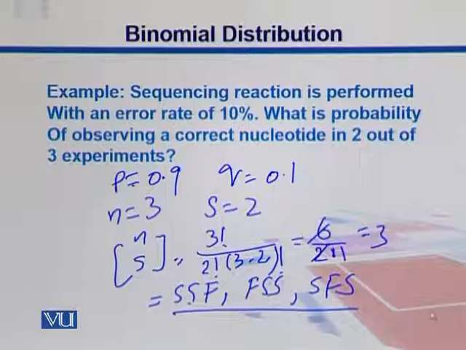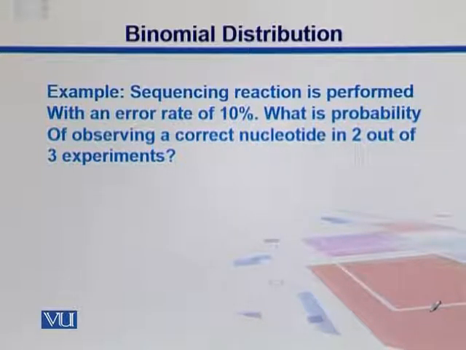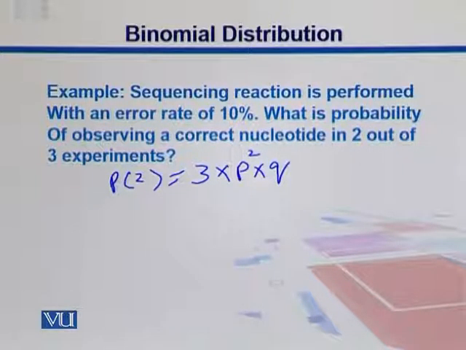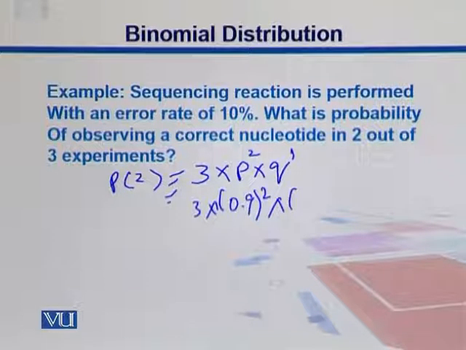So 3 ways you can get these 2 successes. So we solved this part. Let's move to the remaining equation. Here we put everything in the formula. The probability of seeing S is equal to 2: we solved this part, so that is 3. Then P raised to power S, where P is the probability of success and S is equal to 2 in this case. And then for Q, it is obviously N minus S, so it goes to 1. So it's 3 into 0.9 square into 0.1. When you solve it, you get 0.243. So it's 24.3% probability that in two of your experiments, you will observe a correct nucleotide.